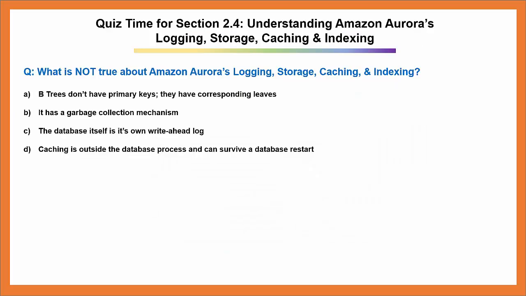Quiz time for section 2.4, Understanding Amazon Aurora's Logging, Storage, Caching, and Indexing. Question: what is not true about Amazon Aurora's logging, storage, caching, and indexing? A. B trees don't have primary keys. They have corresponding leaves. B. It has a garbage collection mechanism. C. The database itself is its own write-ahead log. D. Caching is outside the database process and can survive a database restart.